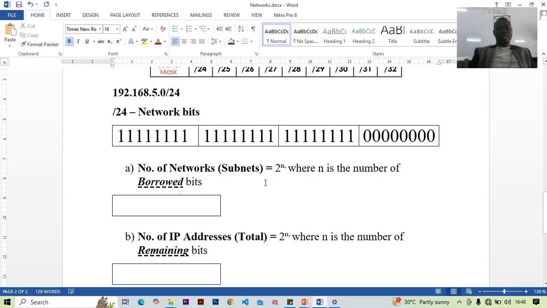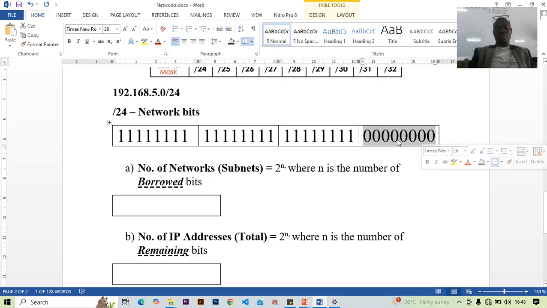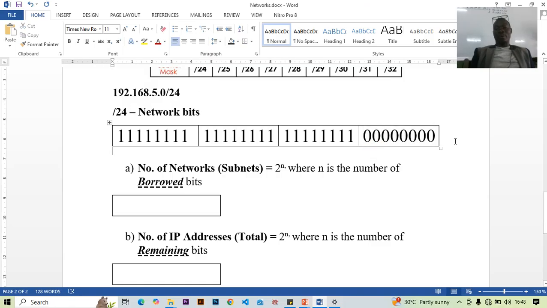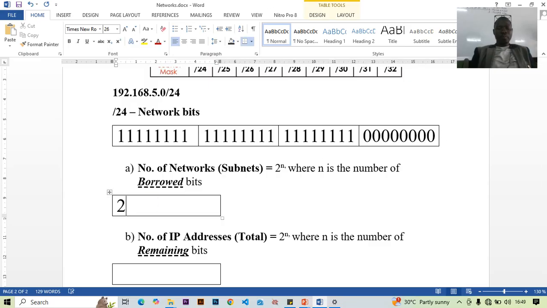Now you look at this. Here, the /24 ends here, and you realize that there is nothing borrowed from this host part, because remember, in a class C network, the last octet is always reserved for the host. But then, /24 only ends here, which means there is nothing borrowed from the host bits, so you can say it is 2 to the power 0. They have borrowed 0 from this other side, which means 2 to the power 0 would give us 1. Any number to the power 0 is 1.